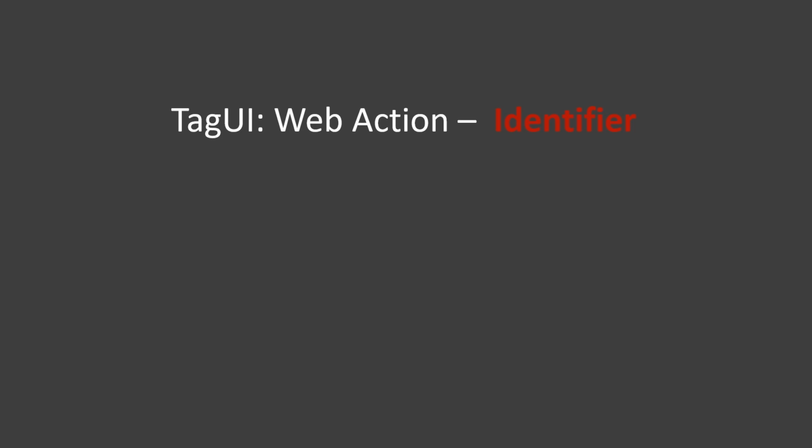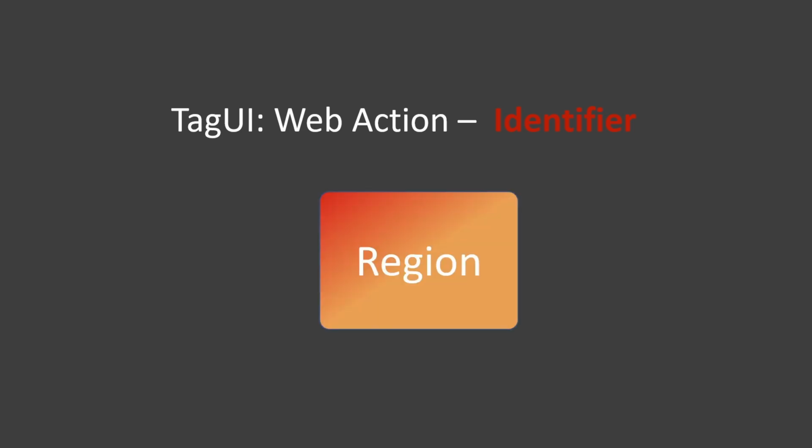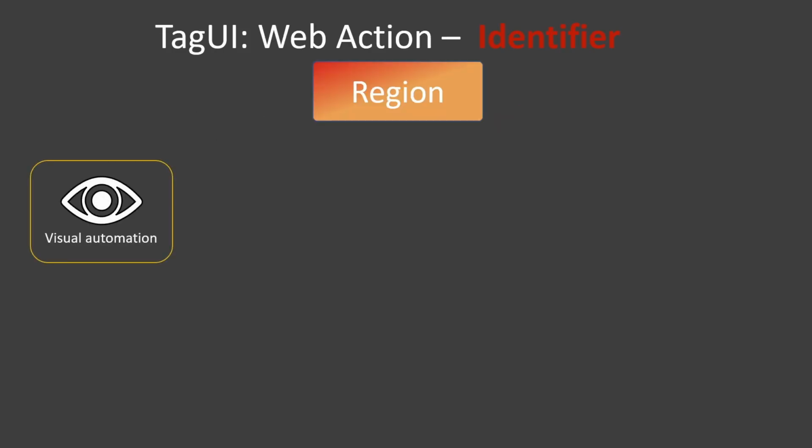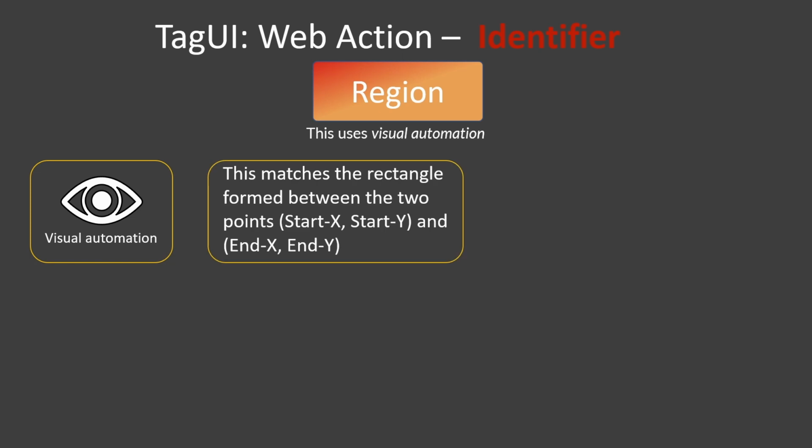This session we are going to see identifiers, and one of the identifiers which we are going to see is region. Region is a visual automation capability. What it does is very similar to what point does. Point is a very specific area of the screen which we are trying to click or perform some action. But region is an area of the screen which has a starting and ending point.